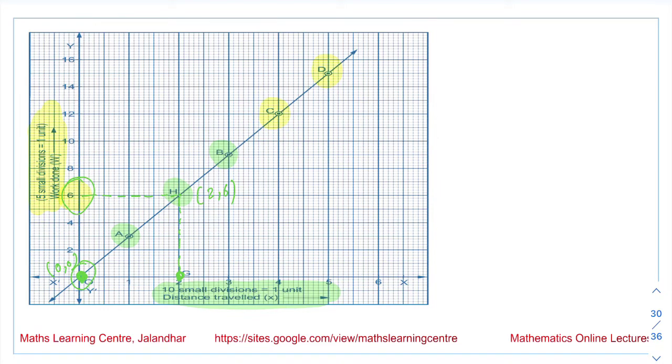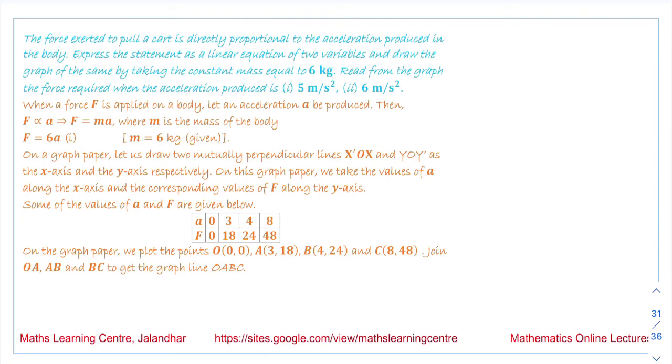Now in the next question, it is given that the force exerted to pull a cart is directly proportional to the acceleration produced in the body. So what is given to us now is that force is directly proportional to the acceleration. When we remove this sign of proportionality, we get the constant of proportionality as m.